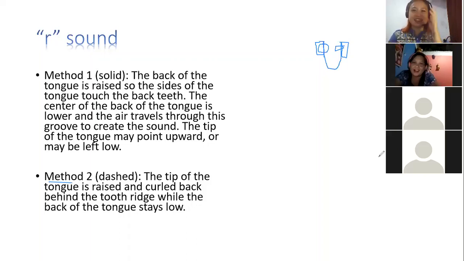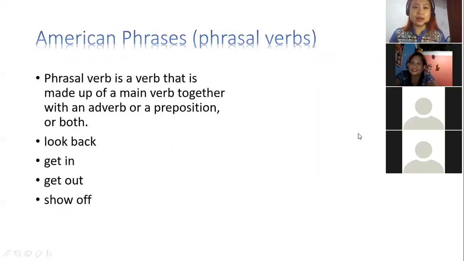Okay. I hear someone with a very short tongue right here. I know the struggle is real. But you have R method one to create the R sound, which I think is quite easy for everybody. This sound is a very easy R method. It's a solid R sound. R. Right. Thank you.